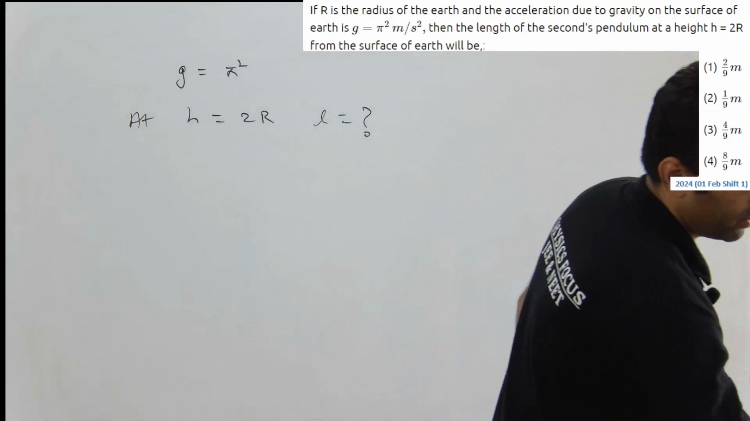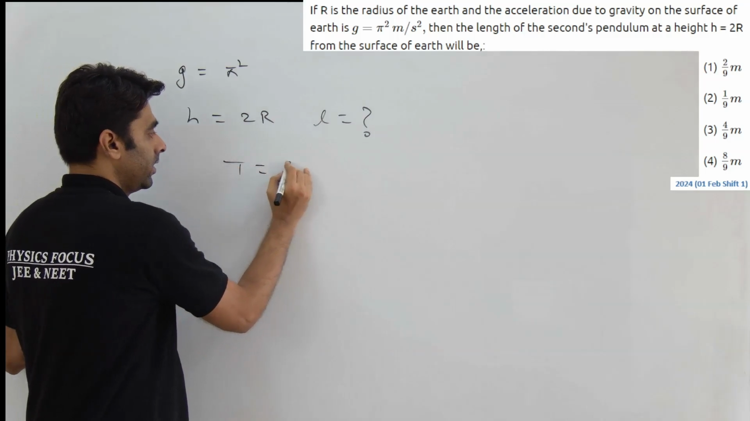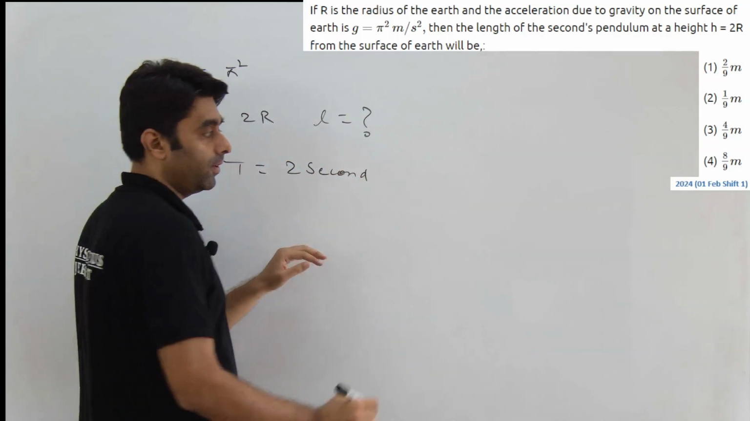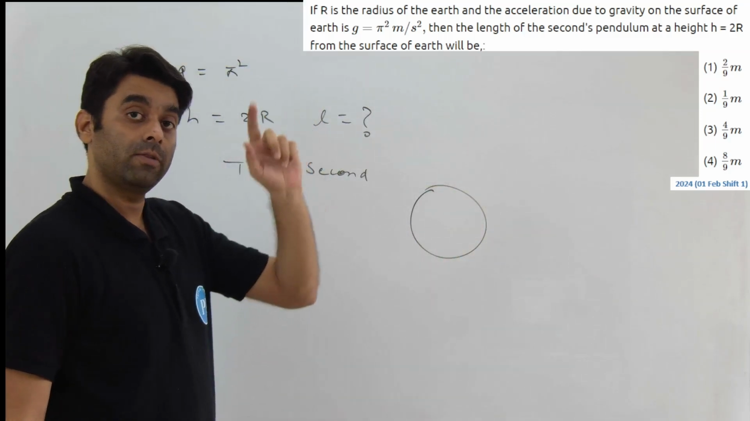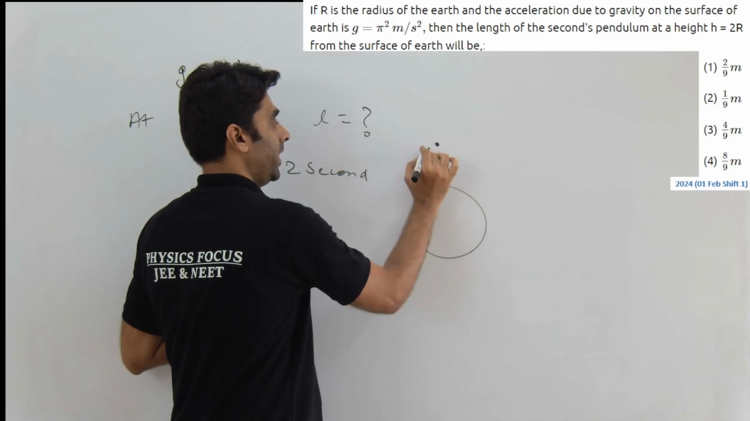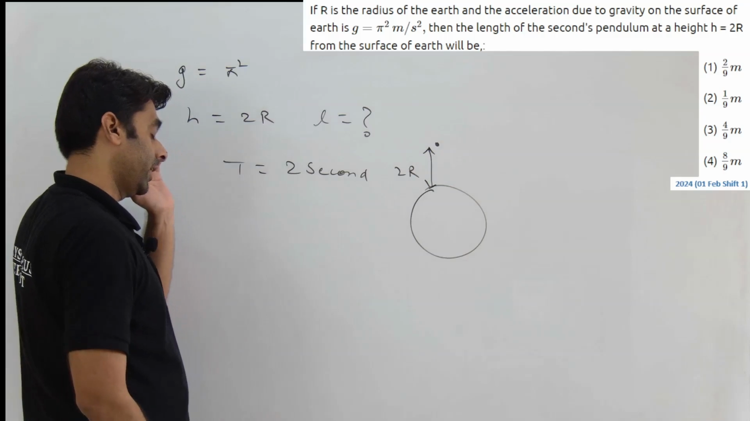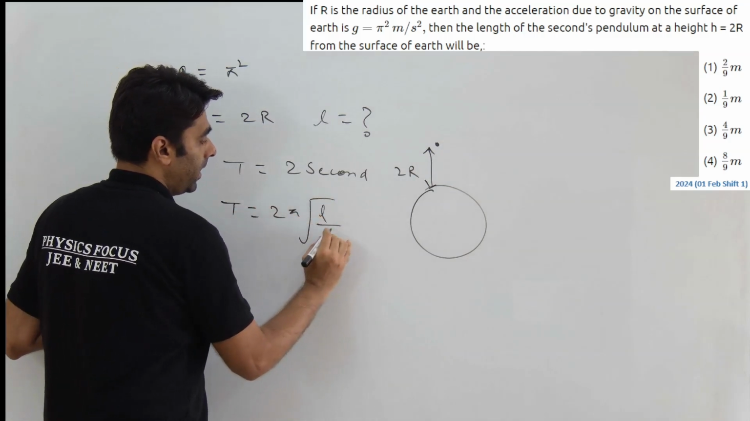What do we understand by second's pendulum, beta? Second's pendulum time period is 2 seconds, but not on the surface. In the question, they have not given on the surface. We have to find when it is at a height of 2r. Fine. What is our time period of a pendulum? 2 pi by root over L by g.